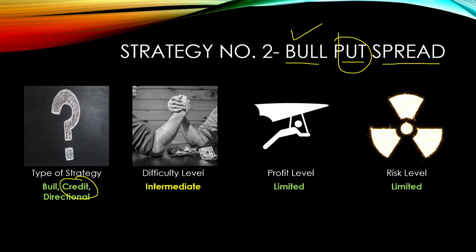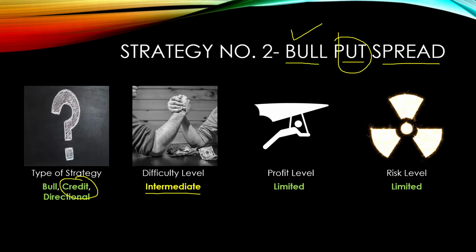It can be implemented by intermediate level traders, because this is a credit strategy, and credit strategies require margins. Debit strategies generally don't require heavy margins, but when you are collecting net premium from the option buyers and you are the option seller, you will require a good amount of margin. So this trade is suitable for intermediate traders who have some experience in options.